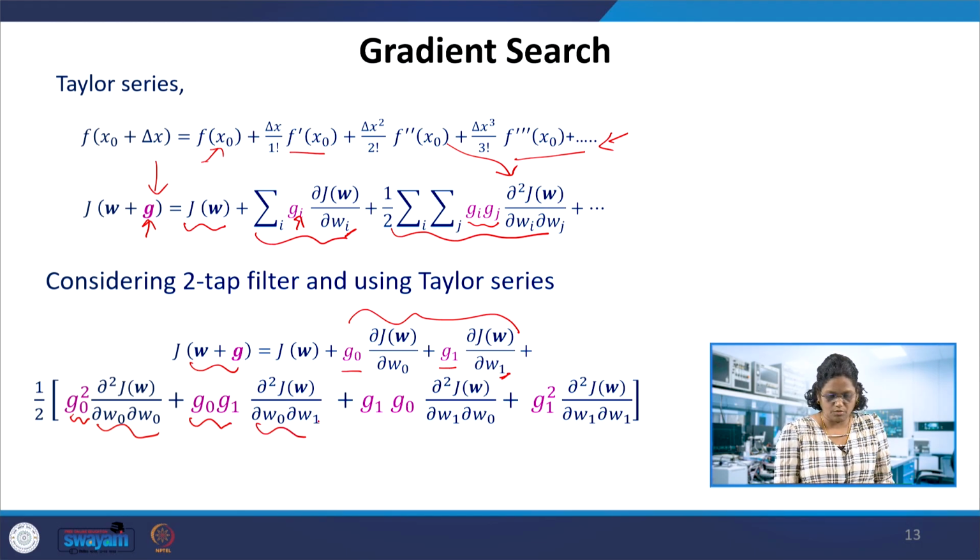Similarly, for W1, j would become 1, and then make i equal to 1 and j 0. The combinations of 0 and 1 are 0 0, 0 1, 1 0 and 1 1 here. So G1 square here, where i and j are 1, dou square J by dW1 square. So this is the expansion of the cost function for the two-tap filter.